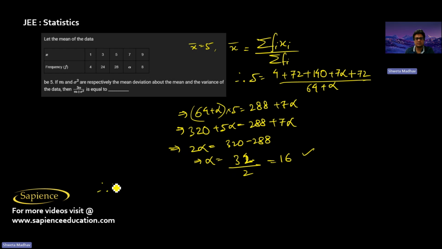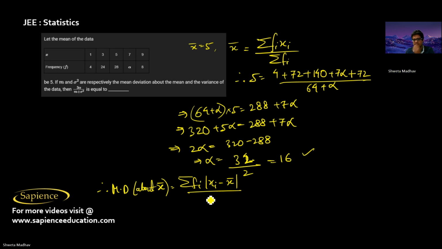Now the mean deviation about the mean is equal to summation fi into mod of xi minus x bar, divided by summation fi. Since alpha is 16, summation fi is equal to 64 plus 16, that is 80. The summation fi is 80, so there are 80 observations.